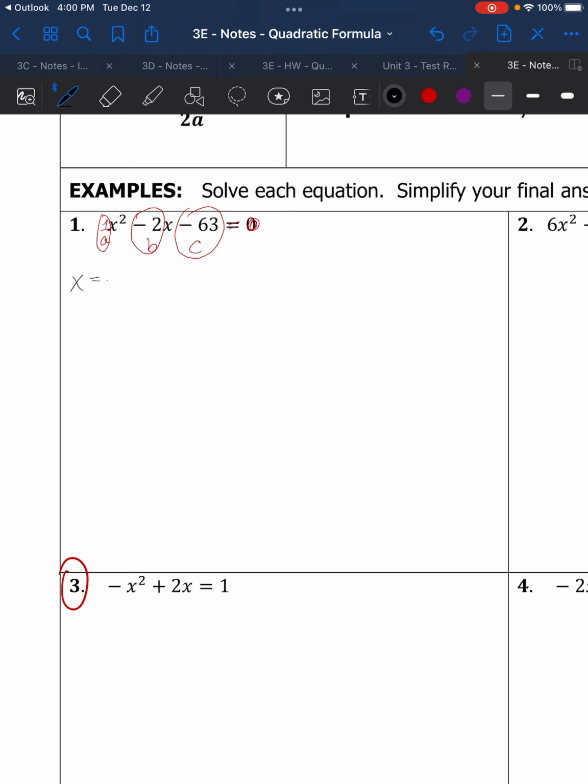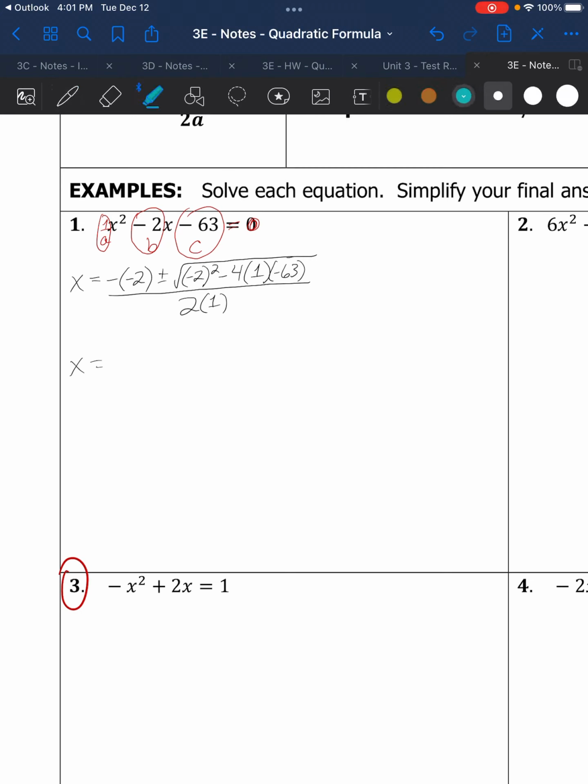My first step, I do this every single time. I've been doing this since I was your age. I do the opposite from the formula. The opposite of b, which is -2, plus or minus the square root of b squared, so -2 squared, minus 4 times a times c. All of that is going to be divided by 2 times a.